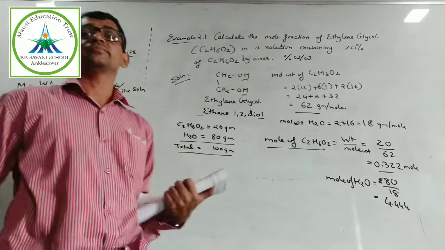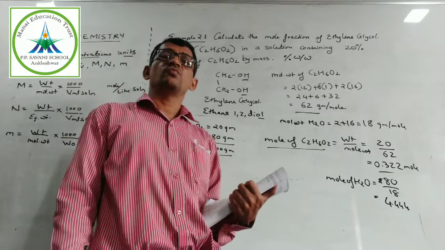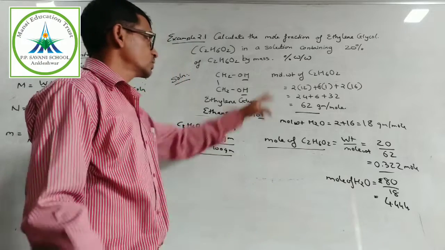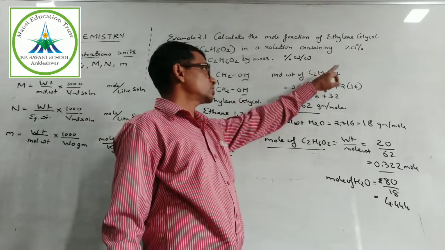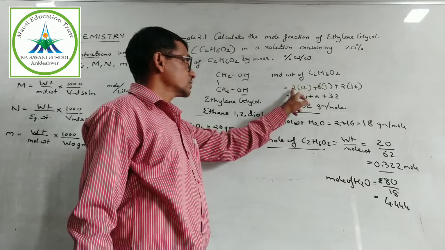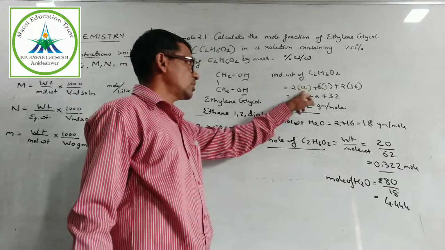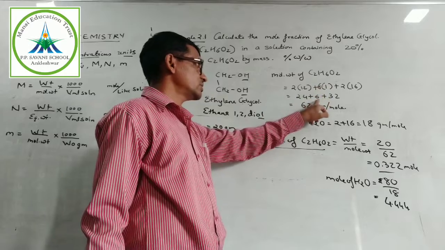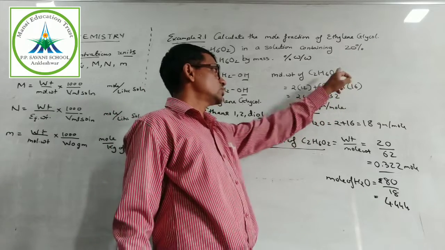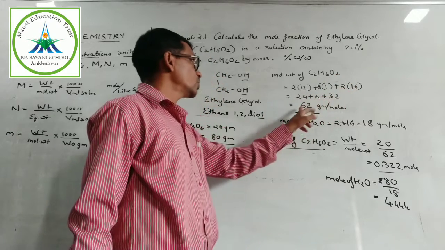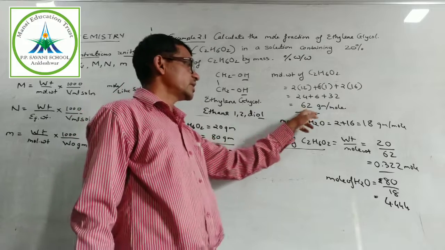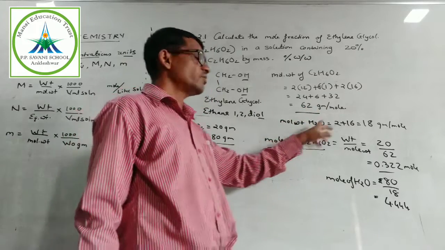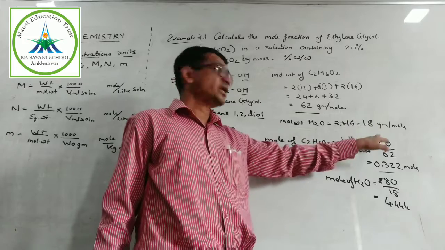For finding the mole fraction of any component, first we find the moles. Molecular weight of C2H6O2: 2 into 12, carbon atomic weight is 12, so it is 24; hydrogen 1, total 6, so it is 6; oxygen 16, 2 of them, so it is 32. So the molecular weight of ethylene glycol is 62. Similarly, we already know the molecular weight of water is 18.